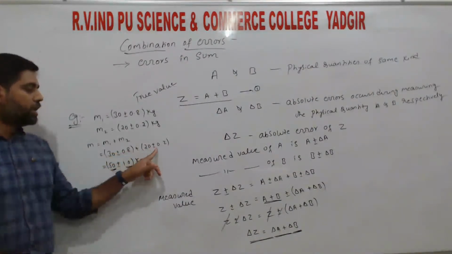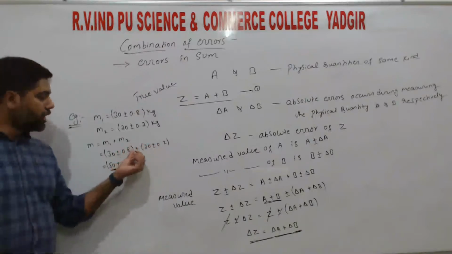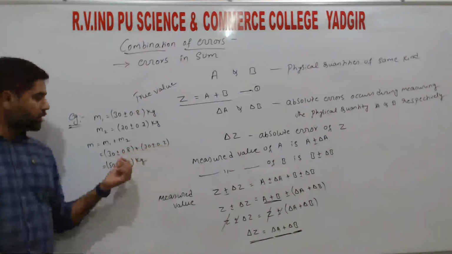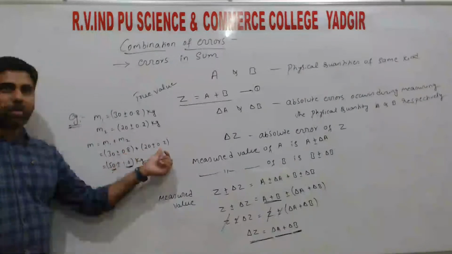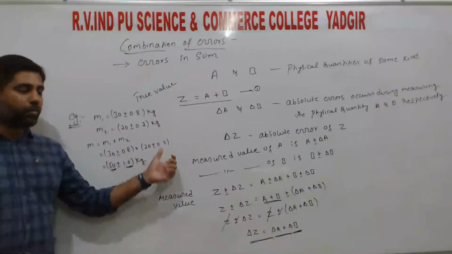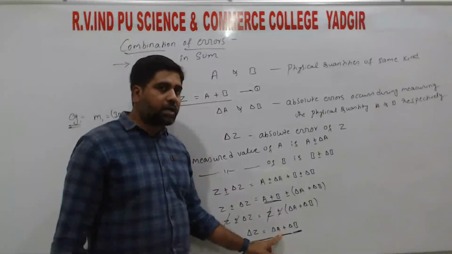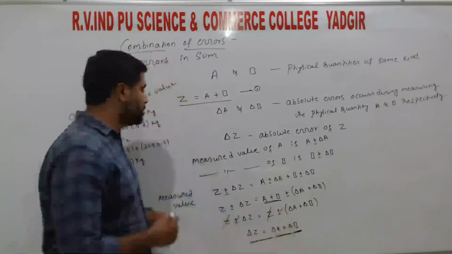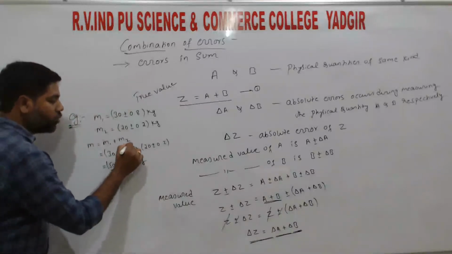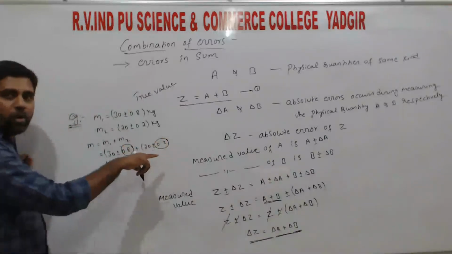Since it says plus or minus, we should not do 0.8 plus 0.2 one time and then take one as plus and the other as minus the second time, right? Because here we get the equation as absolute errors, that is directly delta A plus delta B. That means we can directly add both of the absolute errors, right?